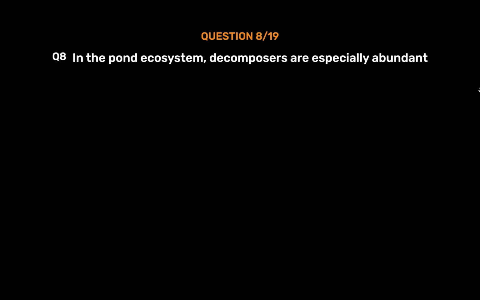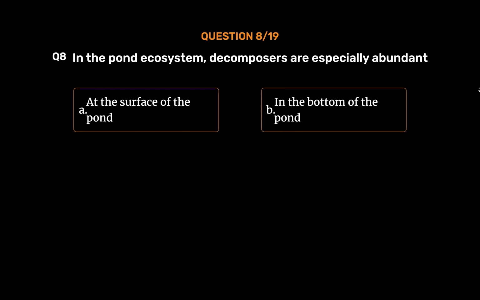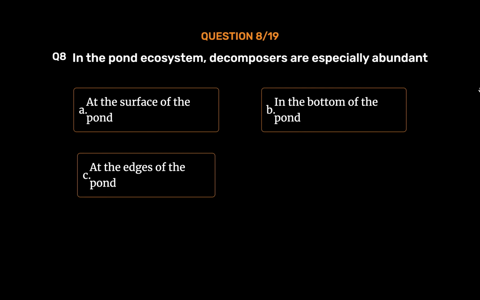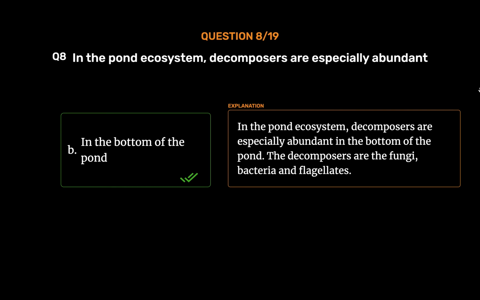Question number 8. In the pond ecosystem, decomposers are especially abundant. Option A. At the surface of the pond. Option B. In the bottom of the pond. Option C. At the edges of the pond. Option D. All of the above. The correct answer is Option B. In the bottom of the pond. In the pond ecosystem, decomposers are especially abundant in the bottom of the pond. The decomposers are the fungi, bacteria and flagellates.